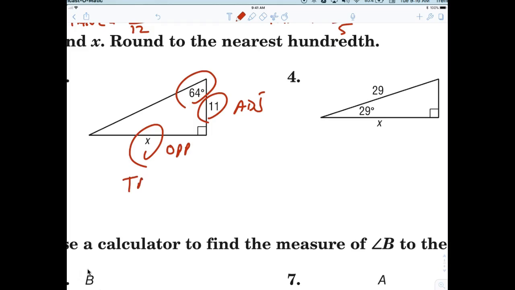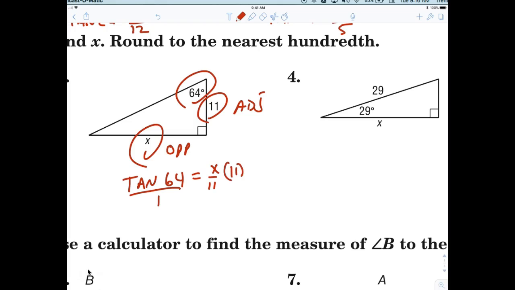So you would say the tangent. After you write a trig function, you write the angle. If the angle is unknown, you put the letter. If the angle is known, you put in the angle. Equals x over 11. Now, some kids find it easier just to think of it as a proportion and cross multiply and divide.